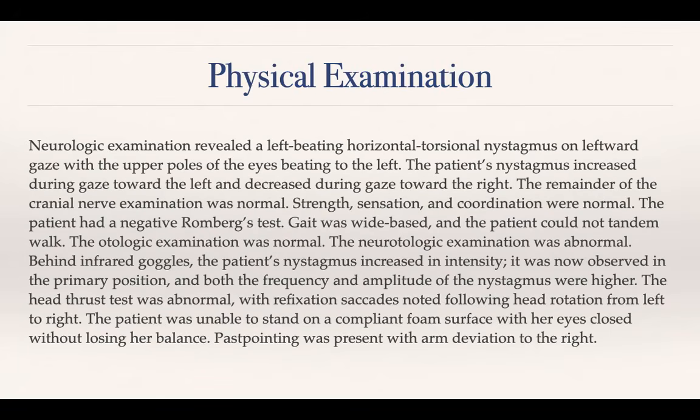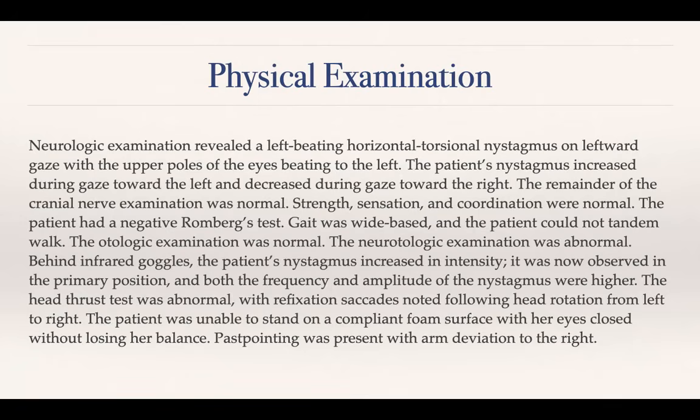Now the physical examination. The physical examination that has been provided is: neurologic examination revealed a left beating horizontal torsional nystagmus on leftward gaze with the upper poles of the eye beating to the left. The patient's nystagmus increased during gaze towards the left and decreased during gaze towards the right. So what has been described now? The direction of the nystagmus has been described. It is left beating, horizontal and torsional nystagmus.